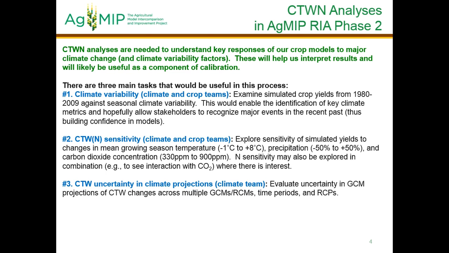In the CTWN analyses, we are going to be looking in particular at three main tasks. The first one is, as I was just discussing, we're going to look at climate variability along with the crop and the livestock team. So we're going to look at simulated crop yields from 1980 to 2009 and try to understand how that interannual variation in yield is linked to interannual variation in climate. That will allow us to hopefully identify the climate metrics that are driving interannual variation in yield, and also hopefully allow stakeholders to recognize major events in the recent past and hopefully have a strong model simulation of those events.